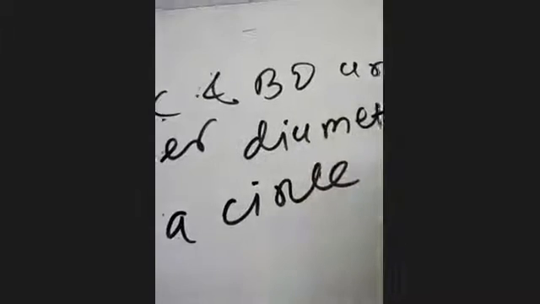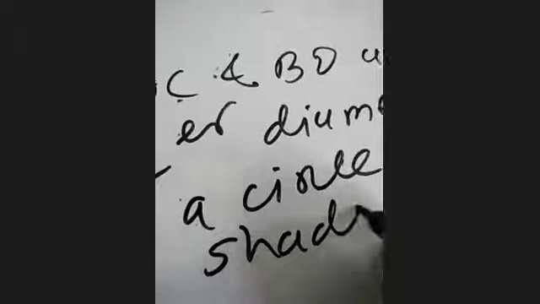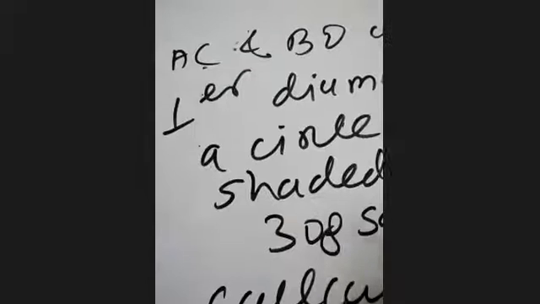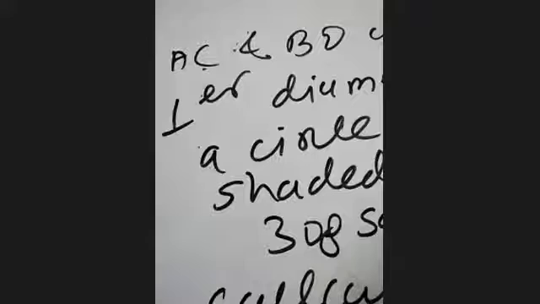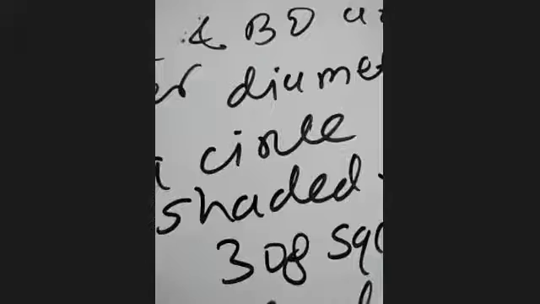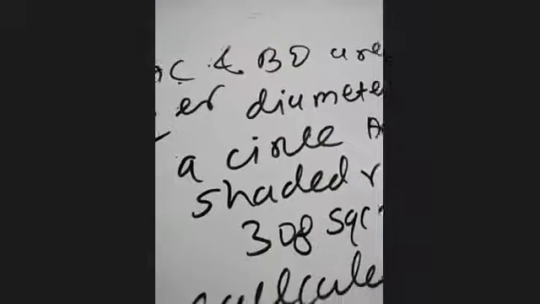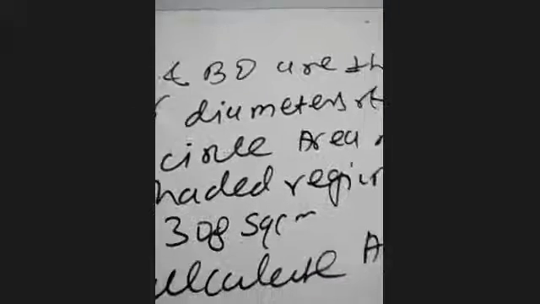And it is given that the area of the shaded region is 308 square centimeters. Then what you have to calculate: the length of AC. Not diagonal, diameter AC. If you get AC, you can find the radius and so on.